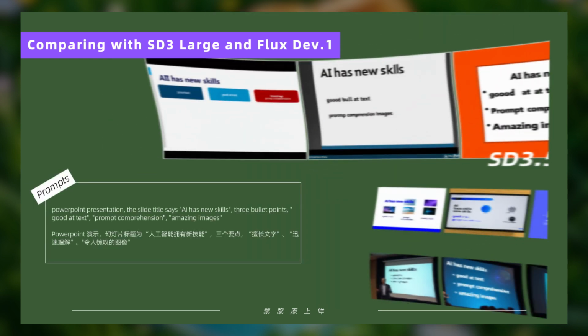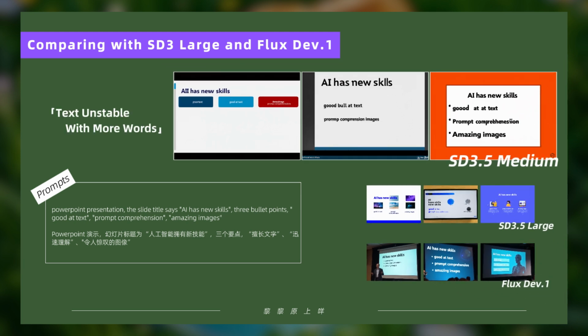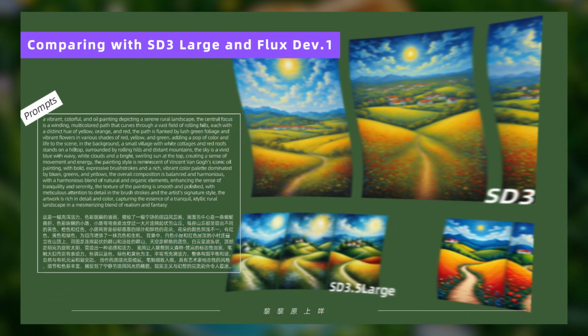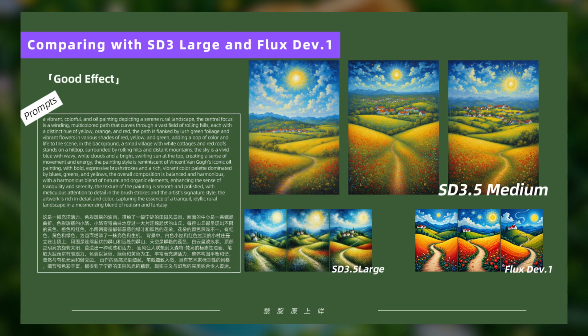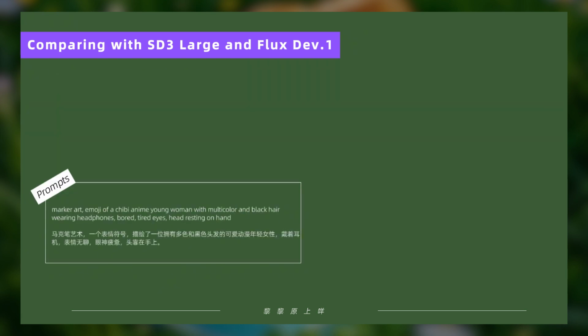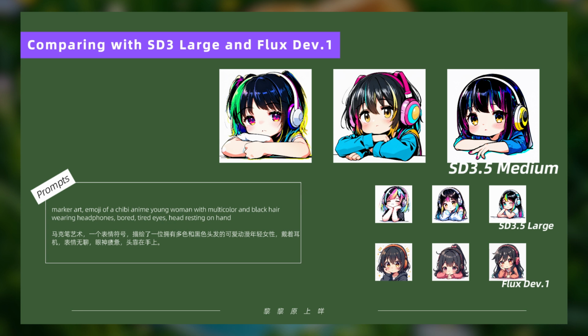PPT slides: stability declines with more text, extra or missing letters show up here and there. Van Gogh-inspired rural landscape: good result, with distinct brushstrokes and texture. Marker-style cartoon portraits: adheres to prompts, but still struggles with hand accuracy.